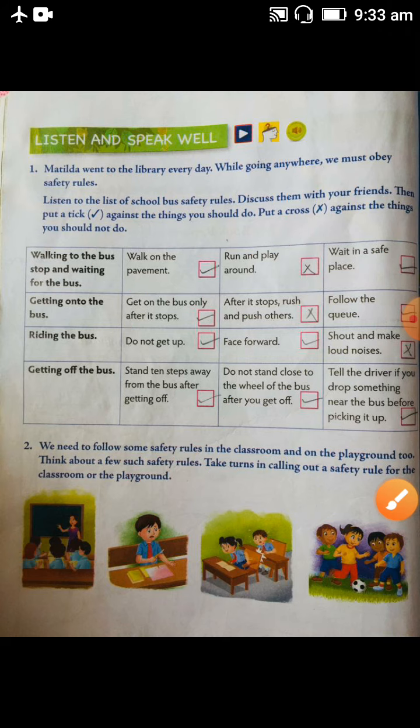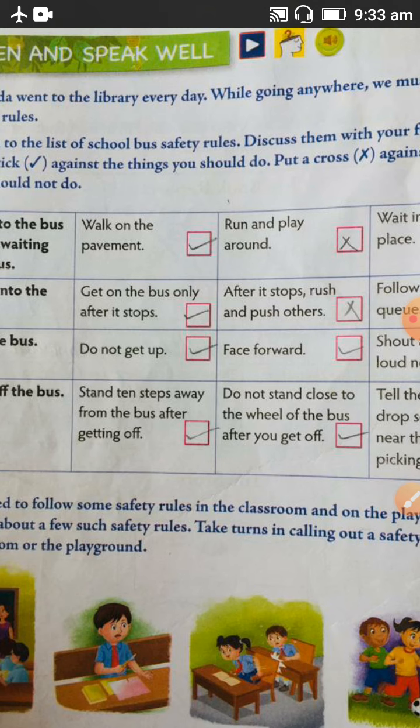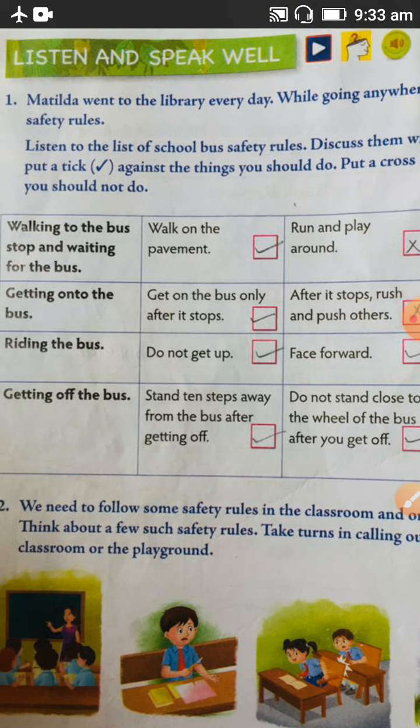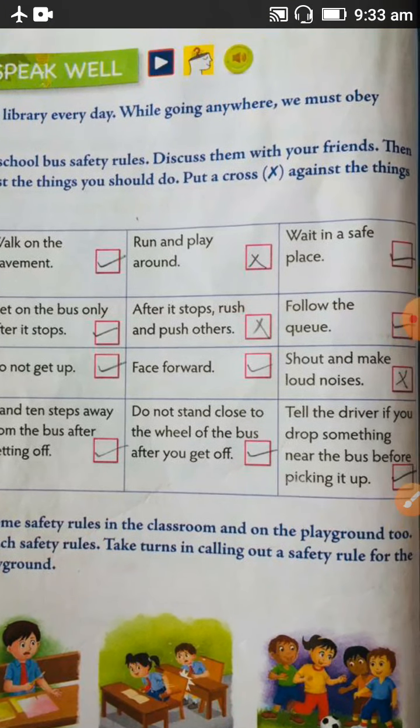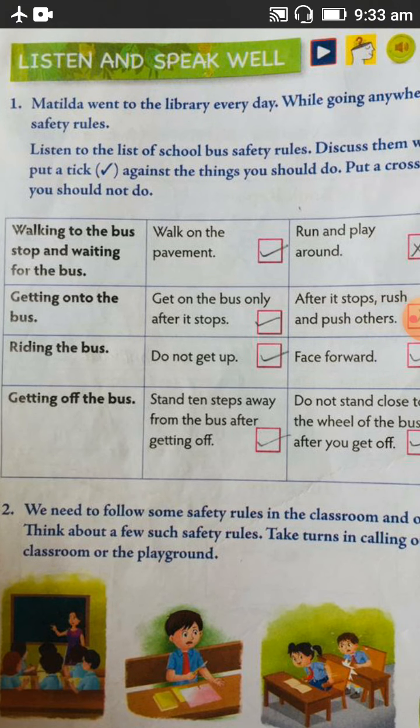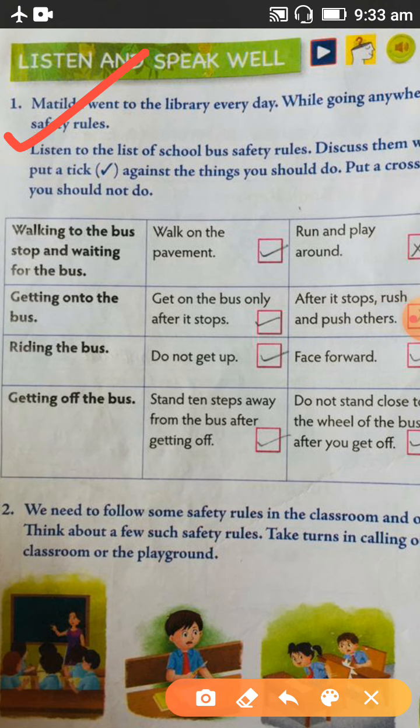Now come to page number 50, that is there on the screen right now. Here are some safety rules. You can see here, Matilda went to the library every day. While going anywhere, we must obey safety rules. Exactly. So here are some safety rules, students. You can see there are 4 columns and we have to put tick or wrong, wherever it is needed. The things we should do, we will put right, and against the things we should not do, we have to put wrong.